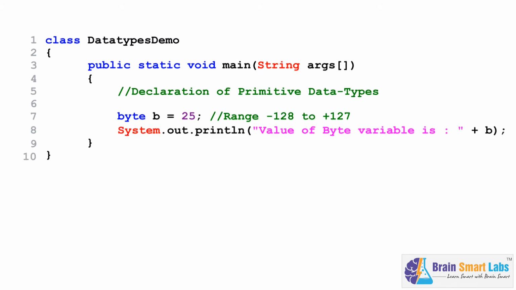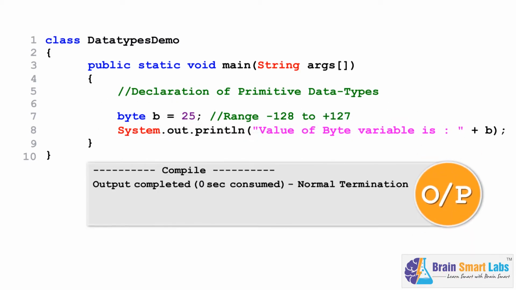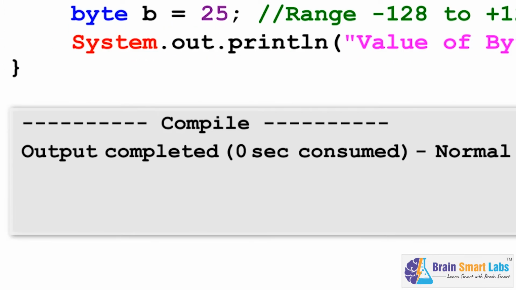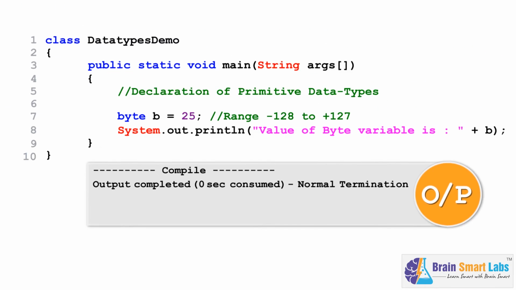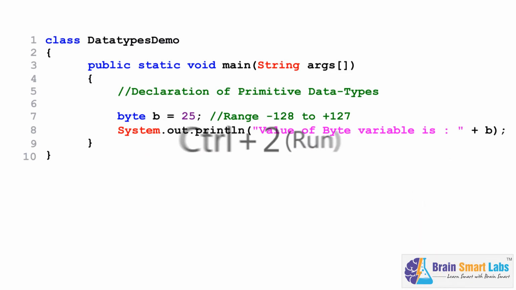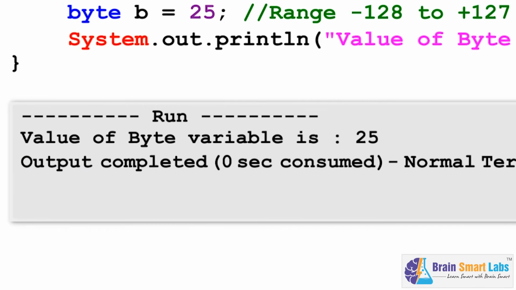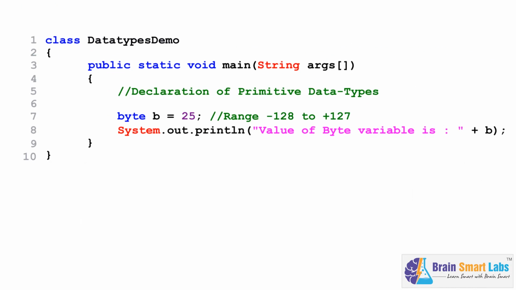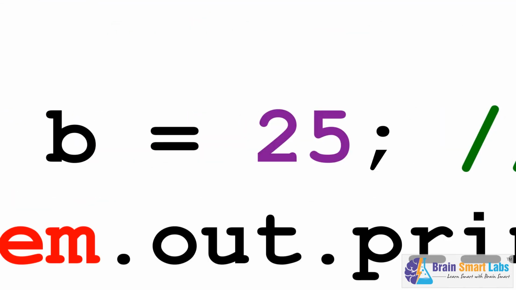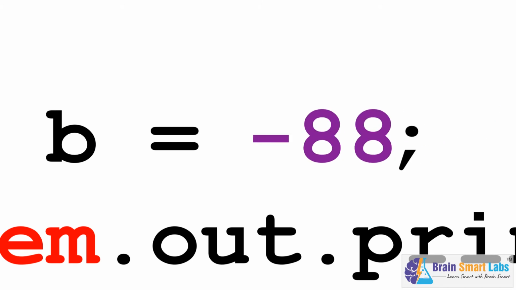Write a SOP statement to display the variable value and compile the program. As you can see, our program has 0 errors, which gives us a clean go-ahead to run the program by pressing Ctrl 2. Tada! Hope you can see the variable value 25 getting printed. Please note, the program is working fine because the variable value we have fed is within the byte range -128 to +127.